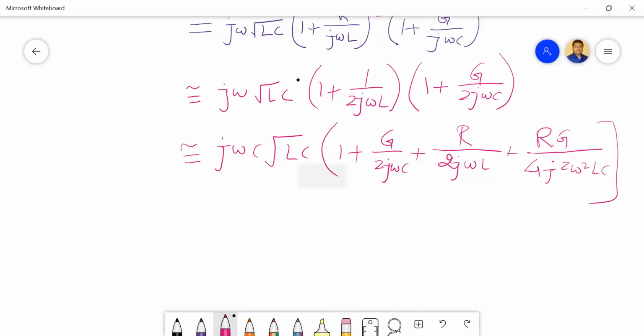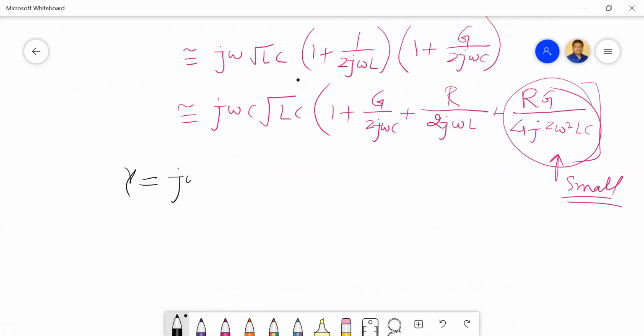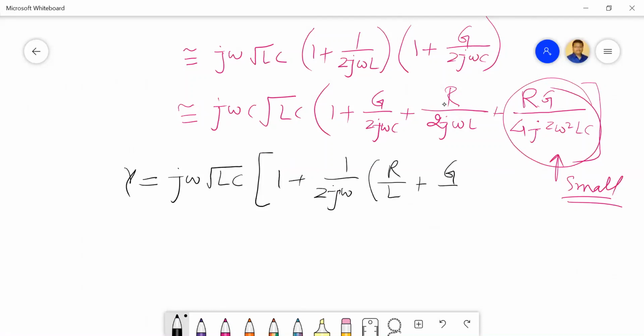Fine. Now this last term can be neglected. It is very small. Please see, this is very small. So you are left with what? Gamma finally is j omega under root LC times (1 plus 1 upon 2j omega times (R by L plus G by C)).